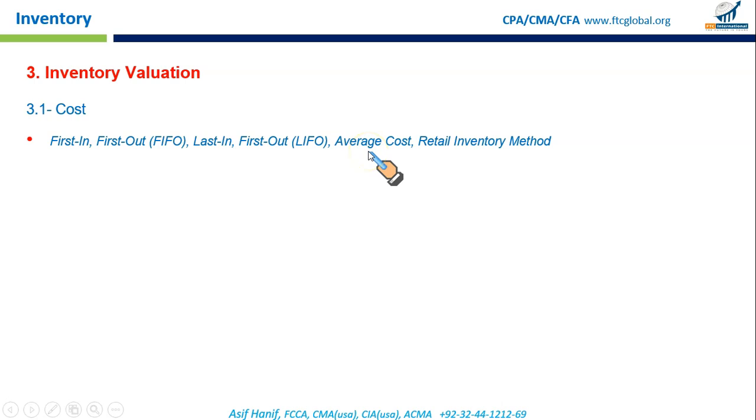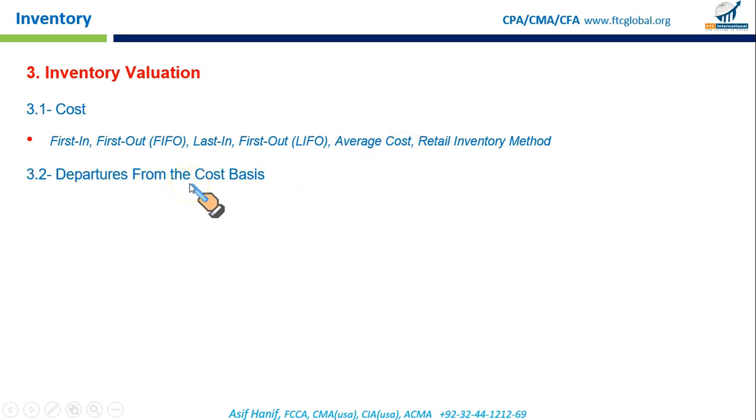Average cost, the cost of inventory is taken as an average for the quarter, for the year, and this average is applied on all the items sold and the items which are in your warehouse. In the retail inventory method, this method estimates the cost of inventory based on the relationship between cost and retail price. We will discuss this. So these are all coming. These are the methods for determining your inventory costs.